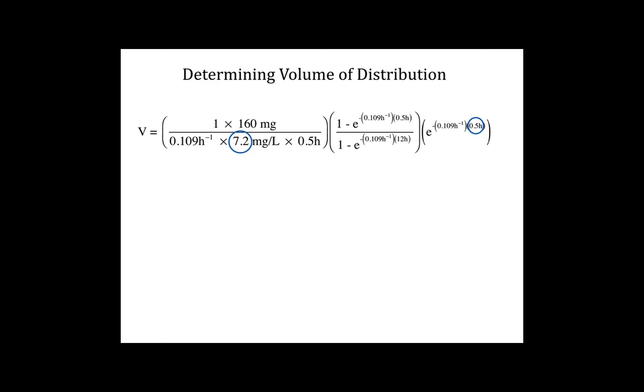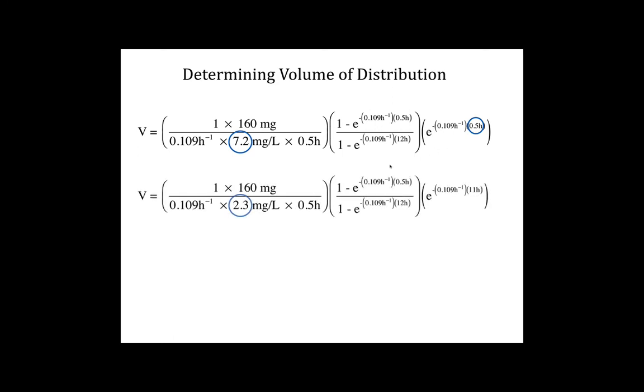And then we can also solve it using the trough concentration of 2.3, but in that case the time after the end of the infusion would be 11 hours. Either one of these are perfectly fine to use for the calculations. I tend to prefer using the peak because it's easier to calculate the time after the end of the infusion. Using both of those, we solve, and the volume of distribution is 28.07 liters. In part 2, we'll examine another case.